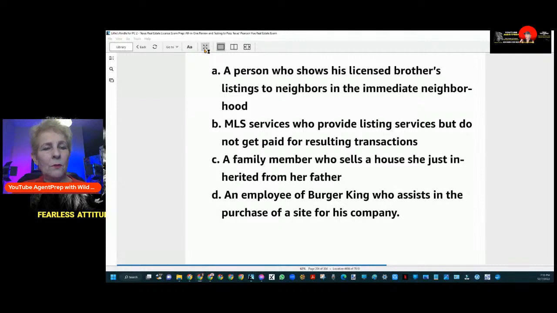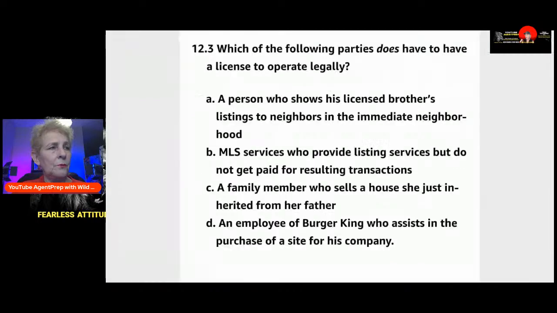What authority does the Texas Real Estate Commission have, and what do they do?